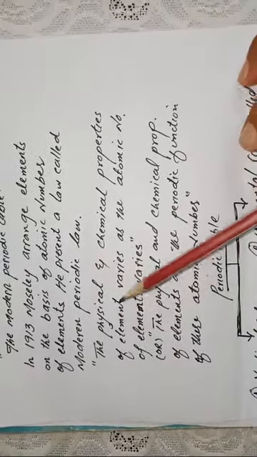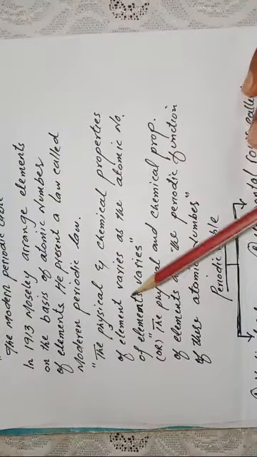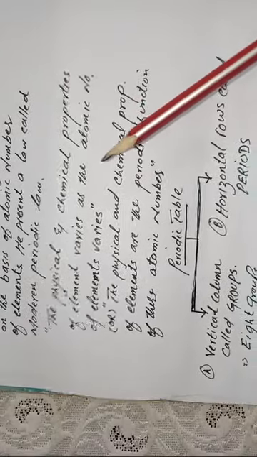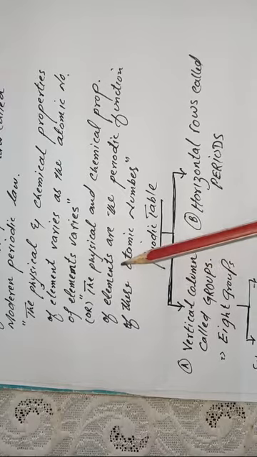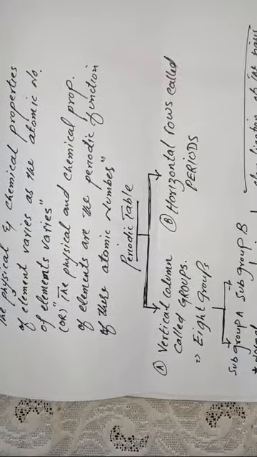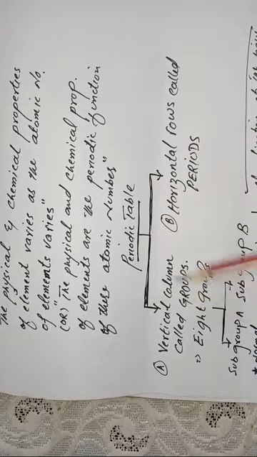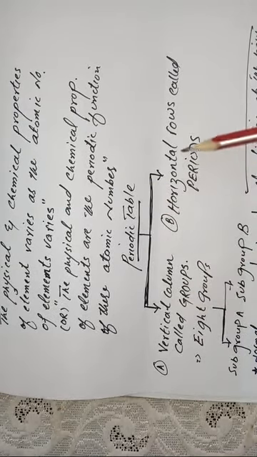According to this law, the physical and chemical properties of elements vary as the atomic number of the element varies. With the change in atomic number, the physical and chemical properties gradually change. Or we can also state the law as: the physical and chemical properties of elements are the periodic function of their atomic number. So according to this law, he arranged the elements in the periodic table, and he designed the periodic table by arranging the elements in groups and periods.